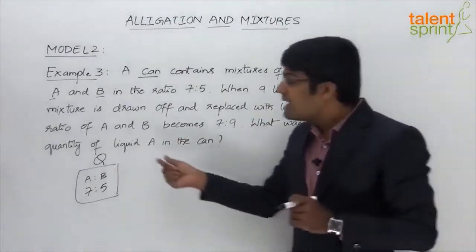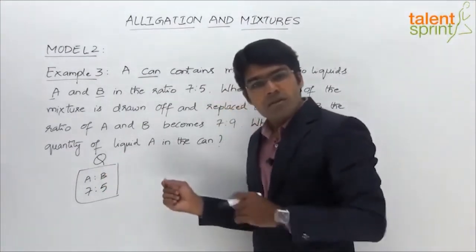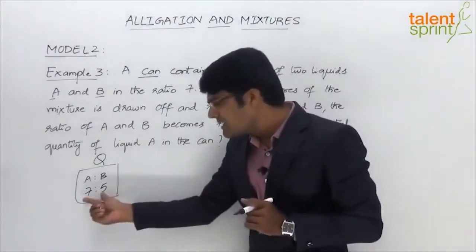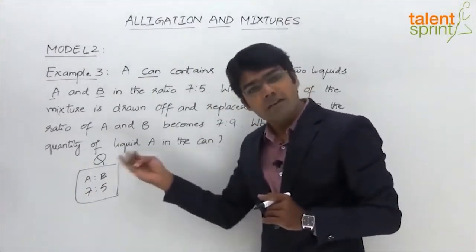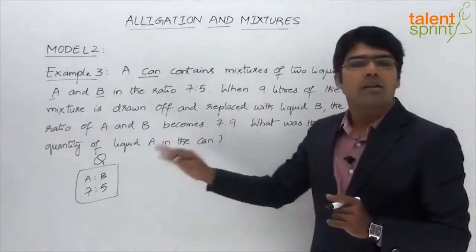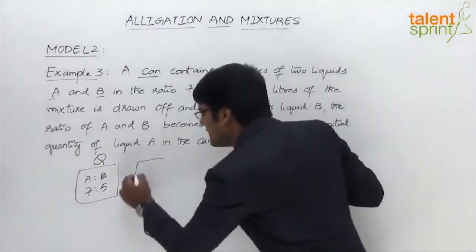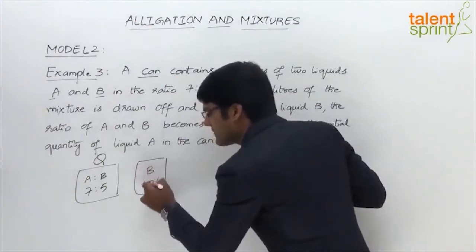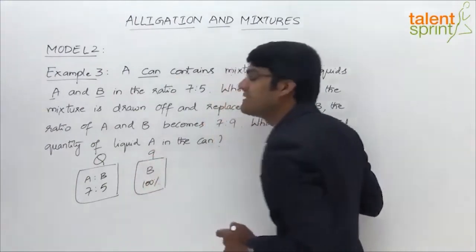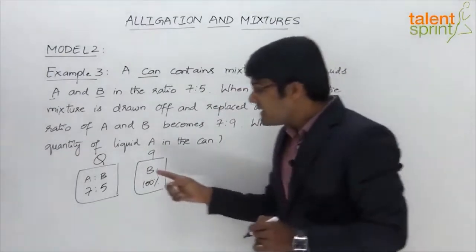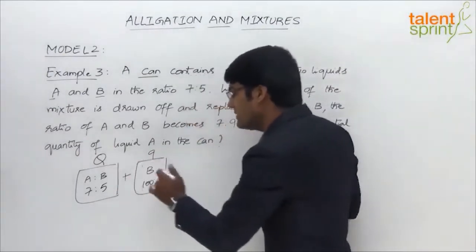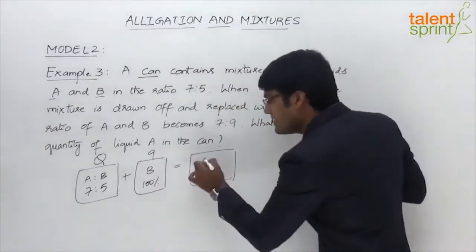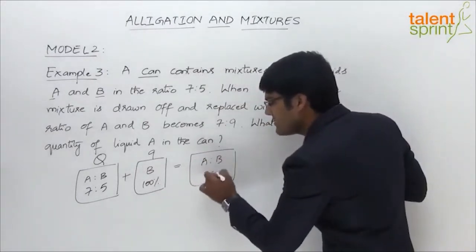Now understand that when 9 liters of mixture is removed, we get both A and B in that 9 liters, and the ratio of A and B will be 7:5. After removal, we are adding pure liquid B. So that pure liquid B is our second mixture, let us assume, B 100%. And the quantity is 9 liters. But the point is, the alligation of these two, or the mixture of these two, is giving us the final mixture in which the ratio of A to B is 7:9.